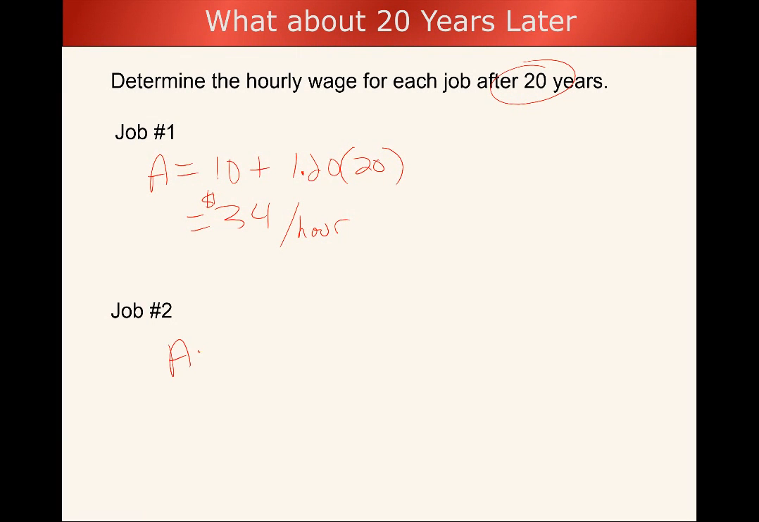Now let's take a look at the second one, if you get a 10% raise each year. So that's that initial $10, times 1.10, the 0.10 representing your 10% raise each year, to the power of 20 years. 10 times 1.10 to the power of 20. I got $67.27 per hour. So as you can see, over the long term, you get a much better wage at job 2.